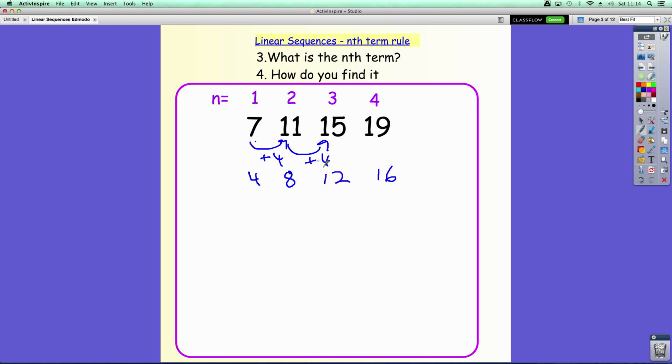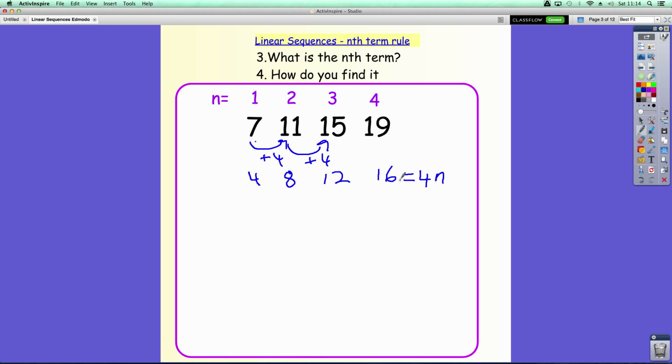If I asked you what was the 11th member of the 4 times tables, you would say 4 times 11 is 44. Just like if I said what's the 4th member of the sequence, you'd say 4 times 4 is 16. So we can find any member of this sequence by saying 4 times its position n.